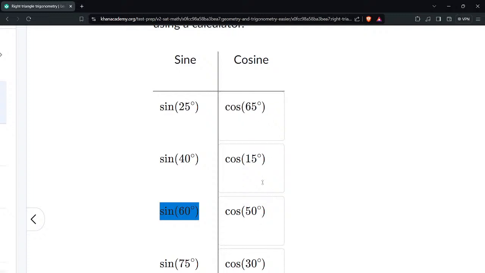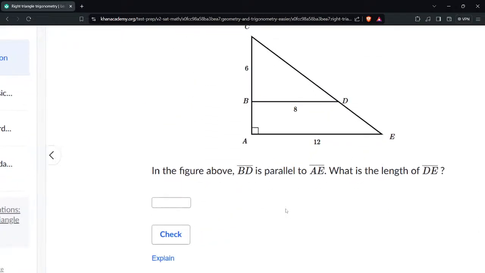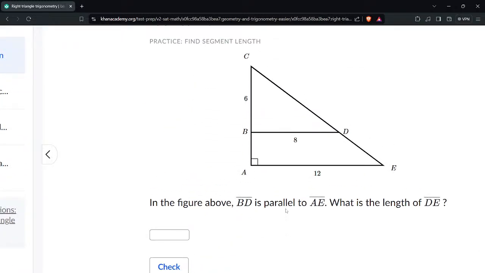No. This is boring. This is literally boring. Wait, what? Why did these two switch places? I didn't mean to do that. I didn't need to fix it.